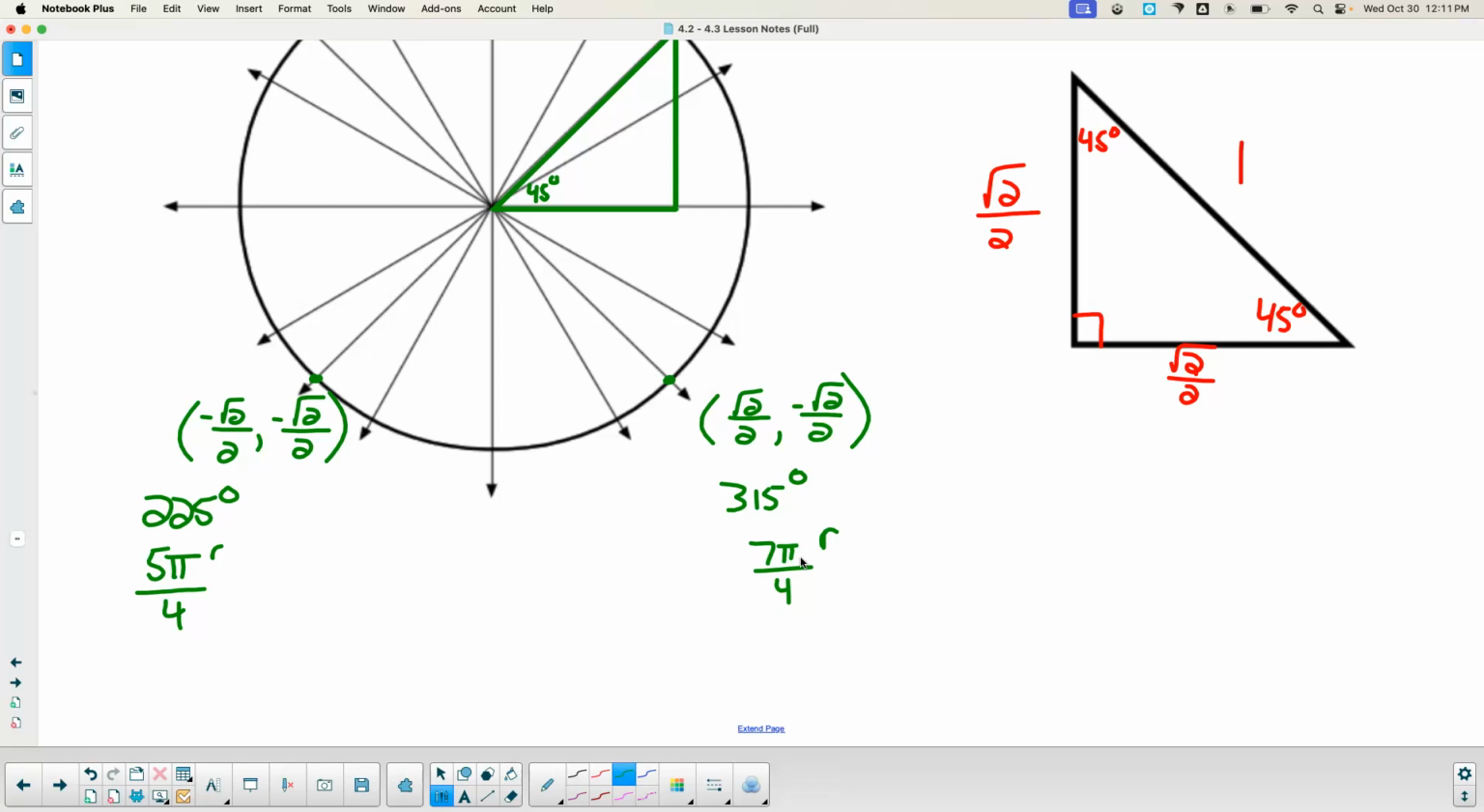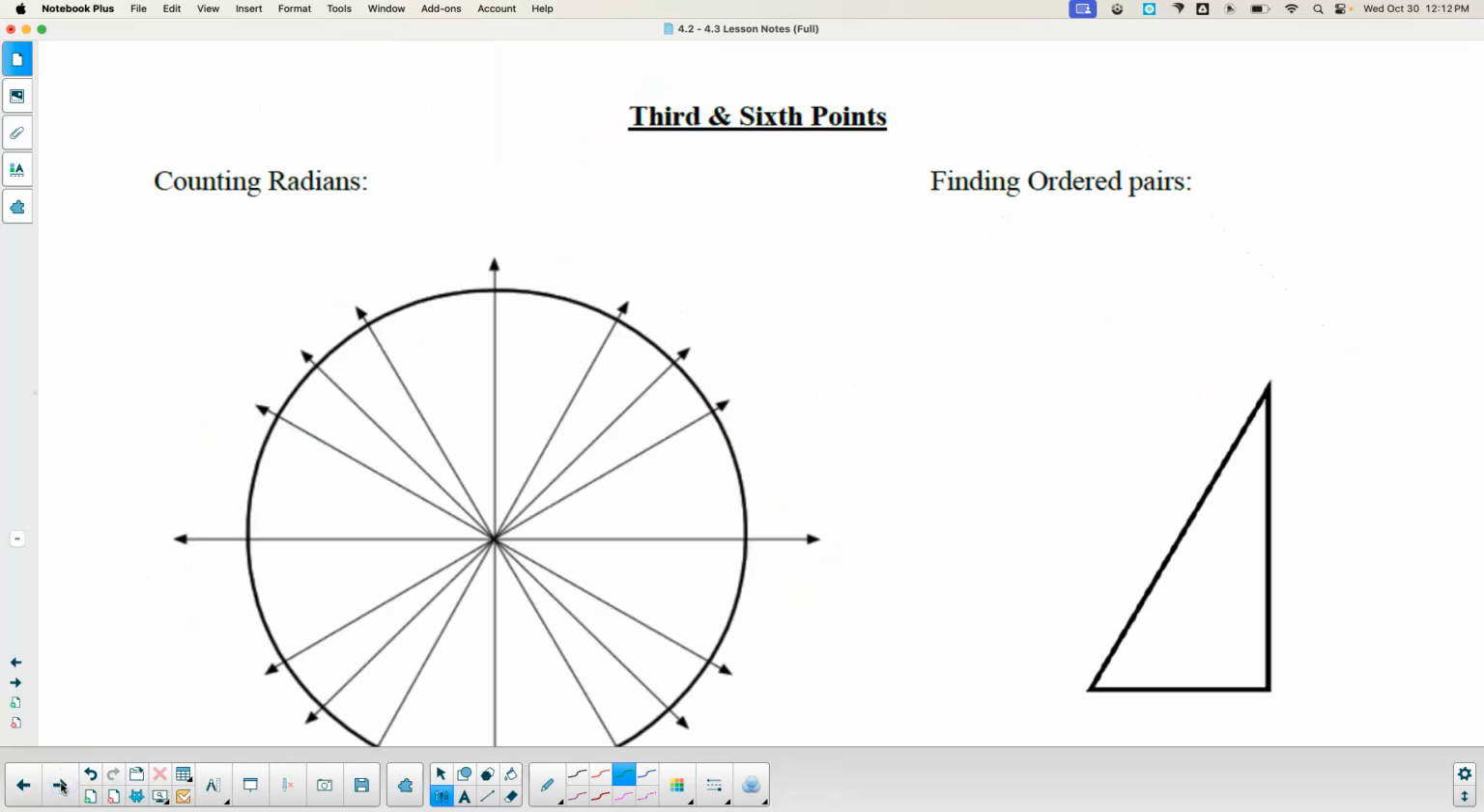Okay. That gets us the quarters then. Now we've got the 8 that are not necessarily the easiest ones. Okay? But we'll teach them to you in a way that they can. Those are going to come out of, from what we learned yesterday, about our 30, 60, 90 triangle.